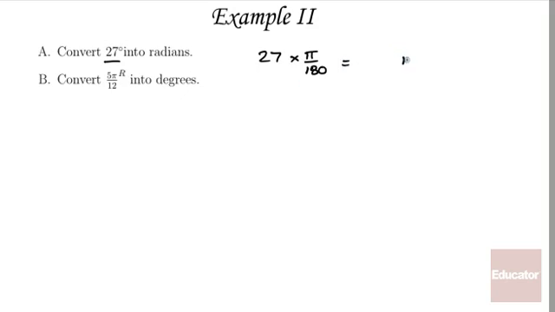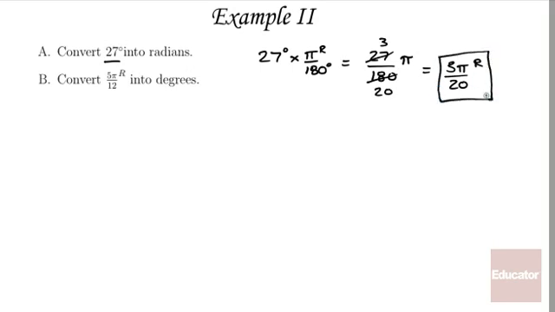And I'm just going to leave the pi because it doesn't really cancel with anything. The 27 over 180 does simplify. I could take a 9 out of each one, so that would be 3. And if we take a 9 out of 180, then there'd be 20. So what we end up with is 3 pi over 20 radians as our answer there.